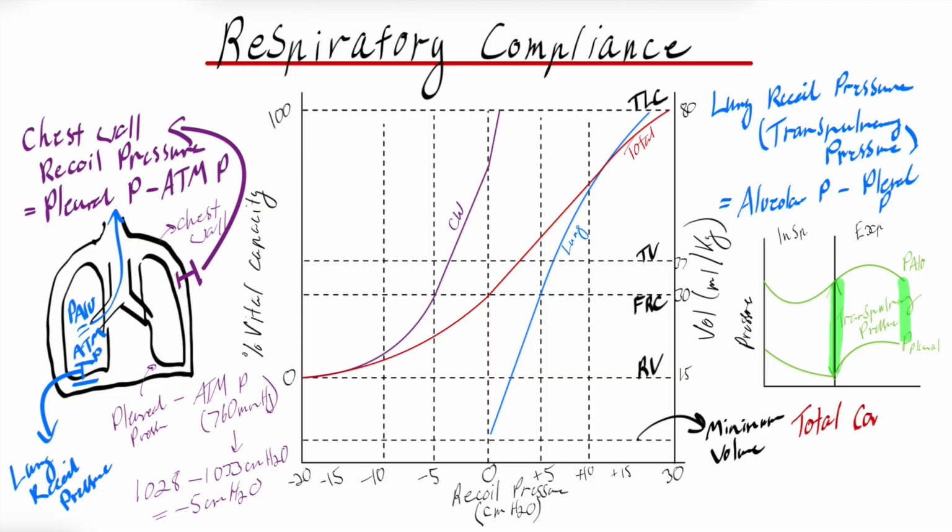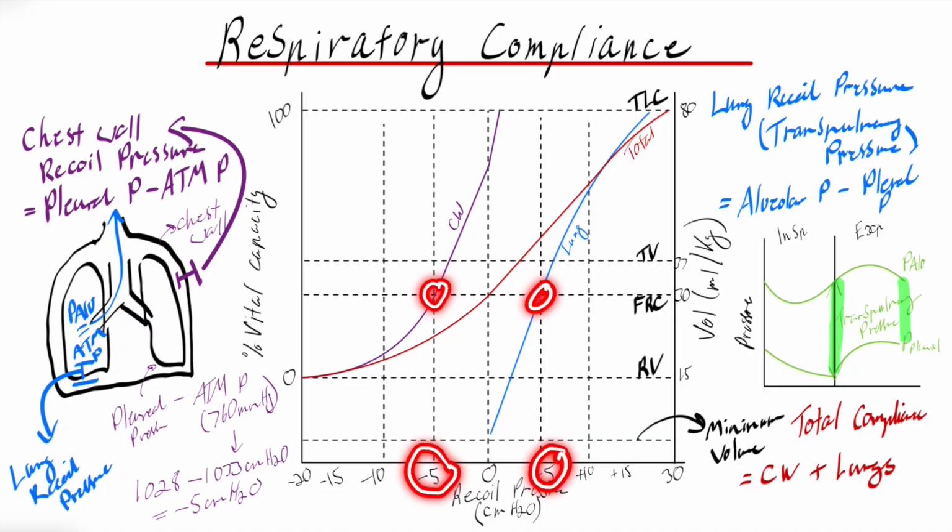Total compliance is just chest wall and lung compliance in series, so they're just additive. If you take your FRC, you're going to have your chest wall compliance, which is going to be -5 centimeters of water, and then you're going to add your 5 centimeters of water for your lung compliance, which equals 0. So your first point is that your total respiratory compliance will sit at the 0 mark. As lung volumes decrease, the compliance will gradually go down and it will shift more towards the chest wall compliance and eventually meet chest wall compliance at the residual volume. And this is because at this level, the chest wall compliance dominates compared to the lung compliance.